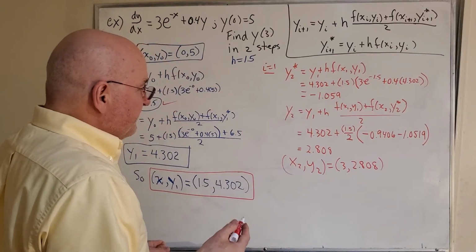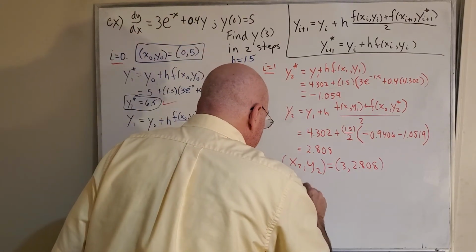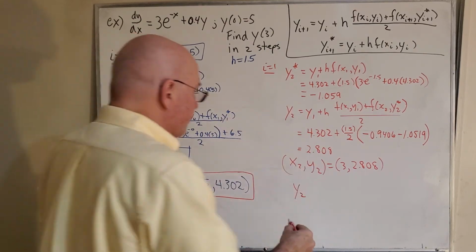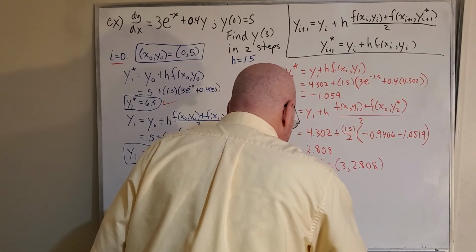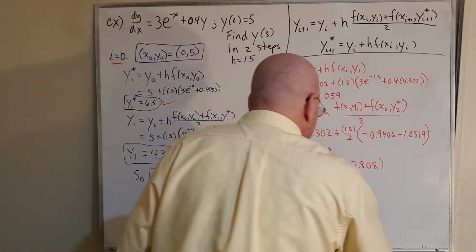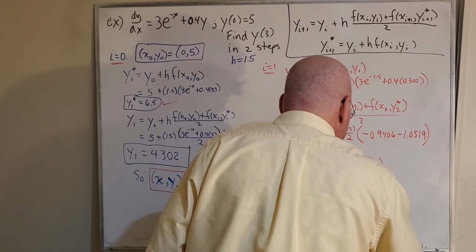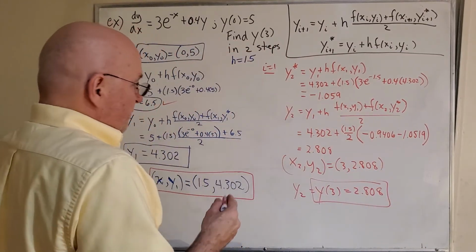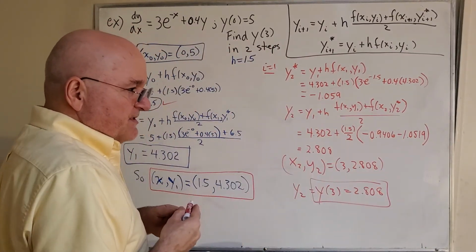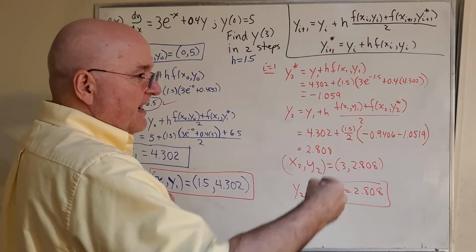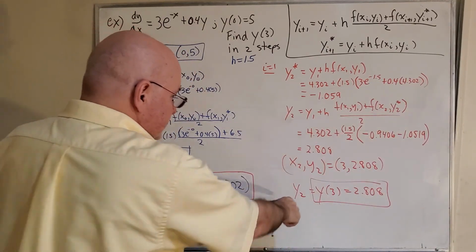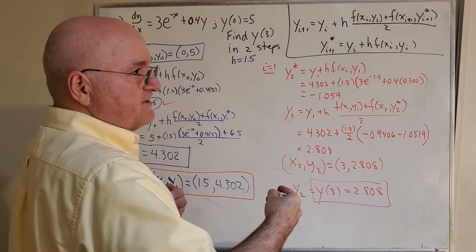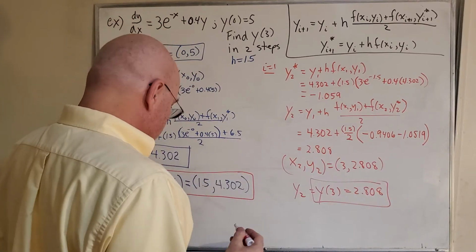So it's kind of weird to think that y2 is actually our estimate at time 3, is y of 3, which is 2.808. That's what we were asked to find. So it was 2 steps, but it took us from 0 to the first step, 1.5, to the second step, out to 3. That's why it's two time steps, but we took 1.5 unit time steps, so it took us to 3.